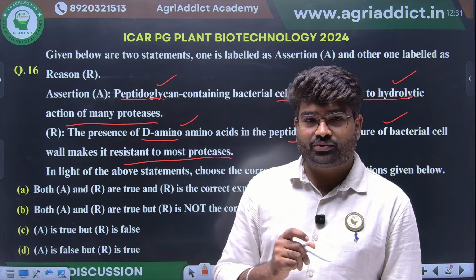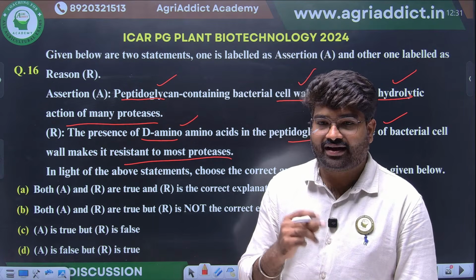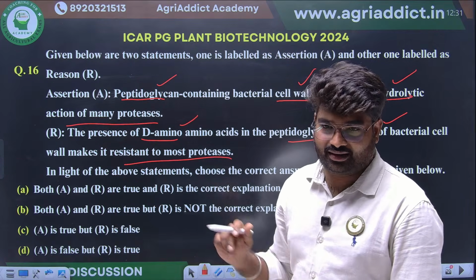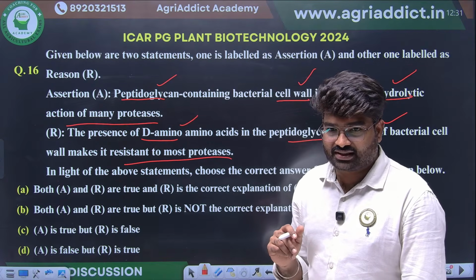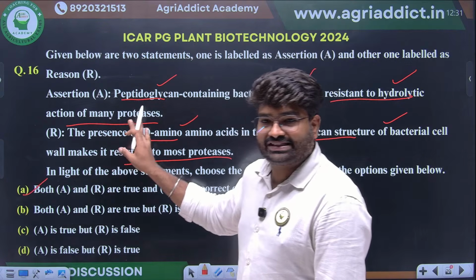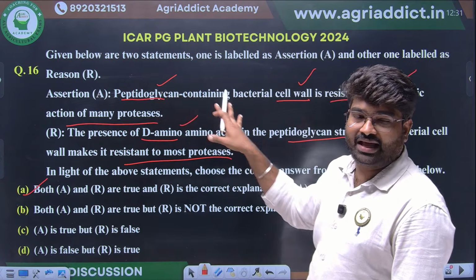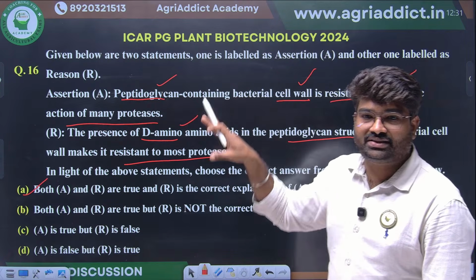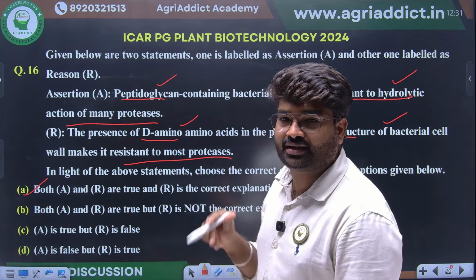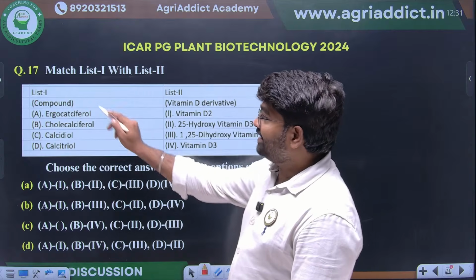What will be the right option? Whether both statements are correct, whether the assertion and reason are correct. Any guesses? Yes, option A is correct. So both the statements are correct. Bacteria will have peptidoglycan that will have D-amino acids, that will be resistant to protease. Yes, excellent.